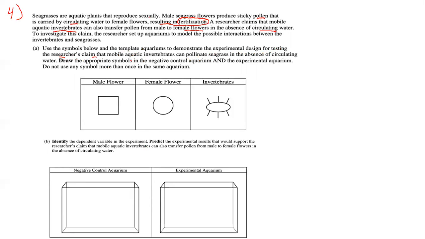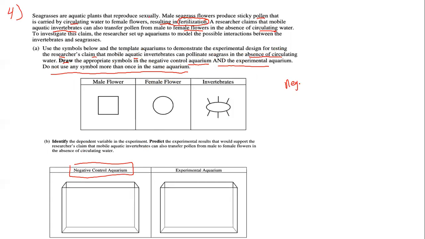Use the symbols below and the template to demonstrate the experimental design for testing the researchers' claim that mobile aquatic invertebrates can pollinate seagrass in the absence of circulating water. Draw appropriate symbols in the negative control aquarium and the experiment. Don't use any symbols more than once in the same aquarium. Okay, so first and foremost, let's kind of identify what's going on here.